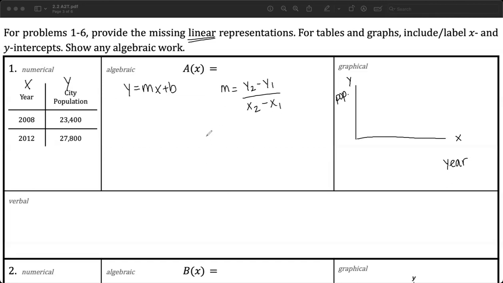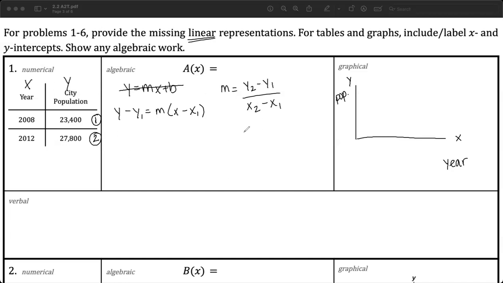And then we're going to plop it into not this slope-intercept form, we're going to plop it into point slope form. And point slope form is y minus y1 equals the slope times x minus x1. So this is going to be my first point, and this is going to be my second point.